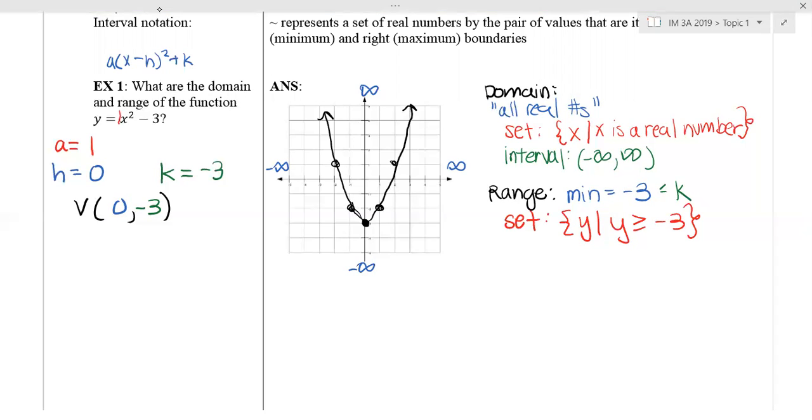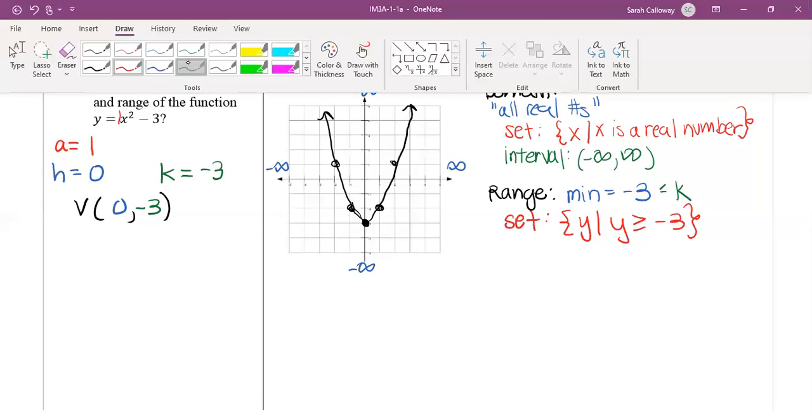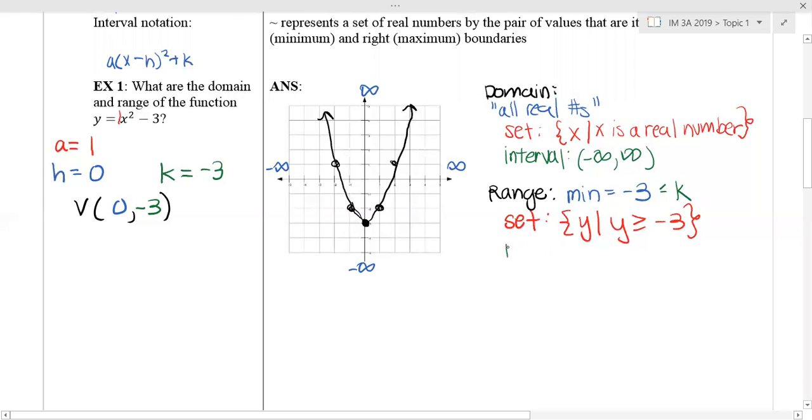If I want to write that same statement in interval notation, that means that I'm going to go from my minimum value to my maximum. Since I said it was equal to -3, I'm going to start with a bracket in my interval notation. So it goes from -3 to positive infinity. And remember, infinities always have parentheses because they aren't attainable.